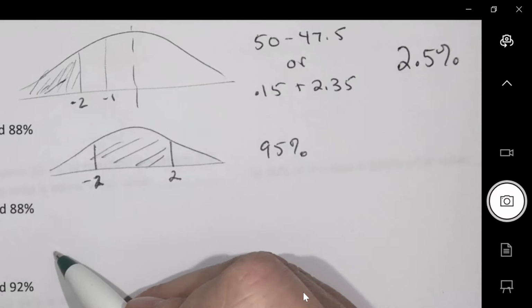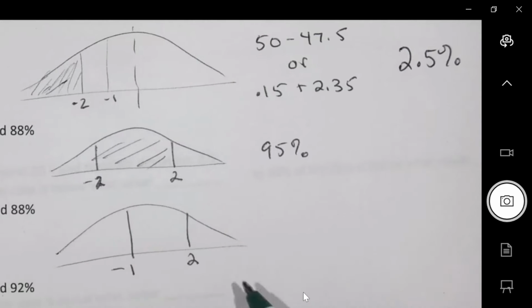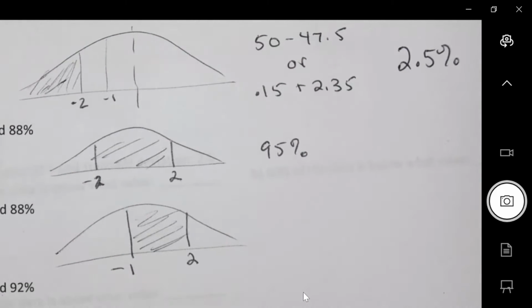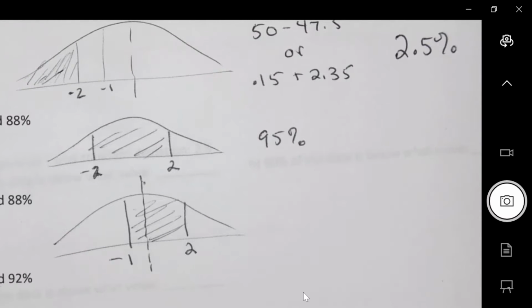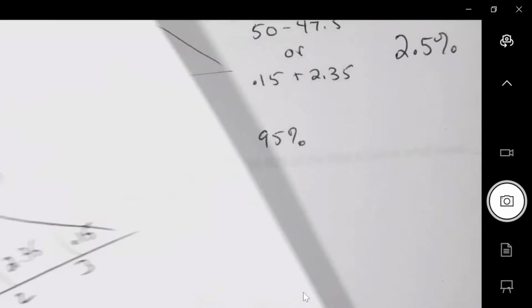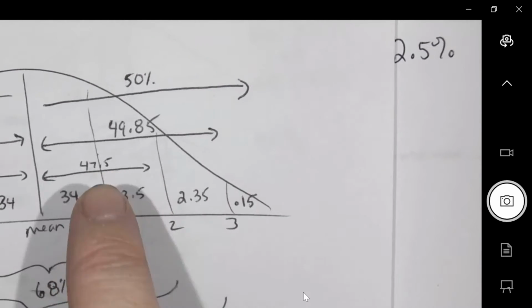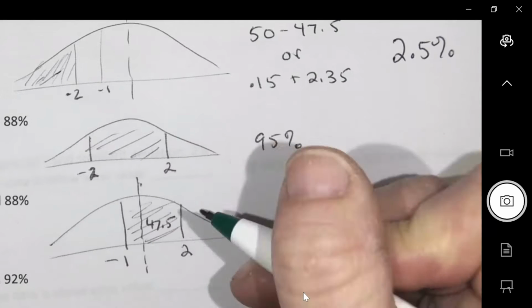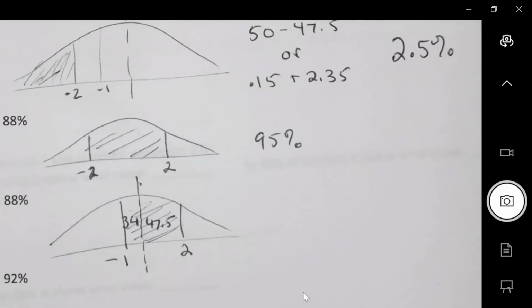Okay, between 76 and 88. So this is what I'm thinking about: from the -1 to the 2. From the middle to the 2 over here, that is the 47.5. And then this chunk is 34. So I would add those numbers together.